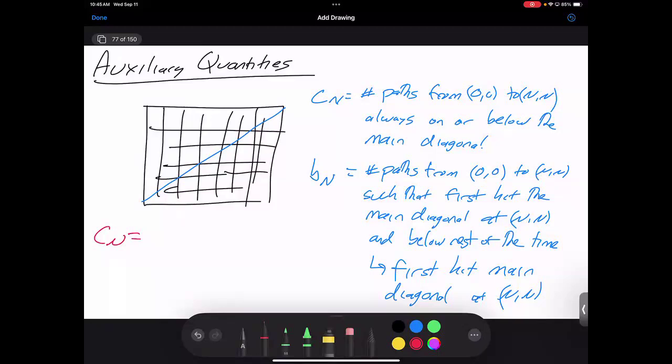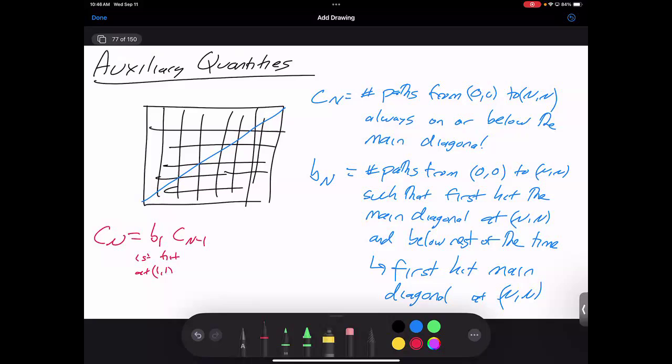So maybe we could change it, we could have C_{n+1}, which is the number of paths from 1,1 to n,n that are always on or below the main diagonal. There's definitely a relation. If I want to know how many ways I first hit at 1,1, it's just B1. And once I've hit 1,1, how many valid paths are there from 1,1 to n,n at or below the main diagonal? Not Bn, C_{n-1}.